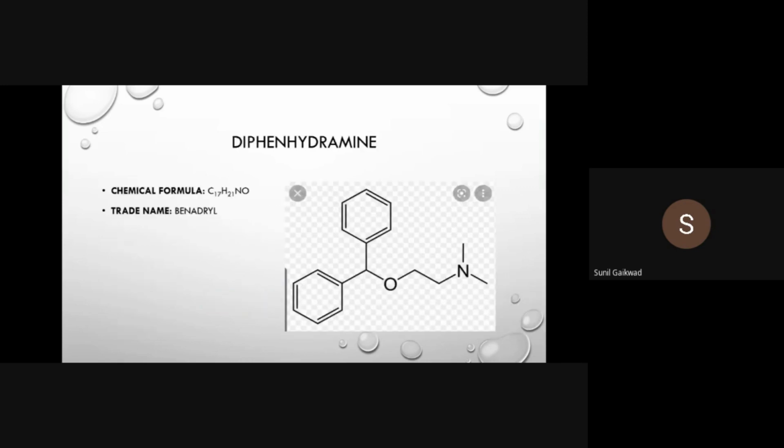Now, our next drug is diphenhydramine. The formula is C17H21NO. You can see the structure in the diagram, and its trade name everywhere is Benadryl. We have all heard of Benadryl. There are advertisements on the TV also.